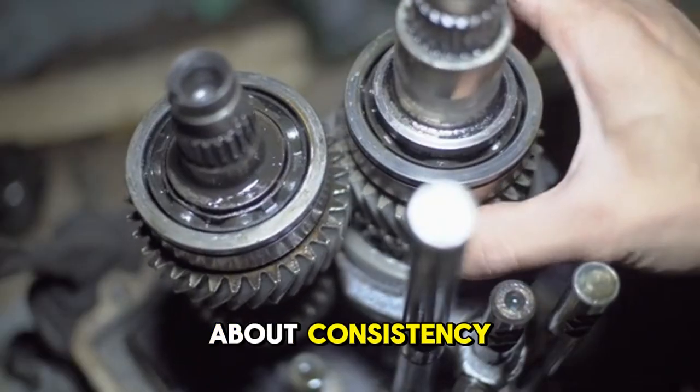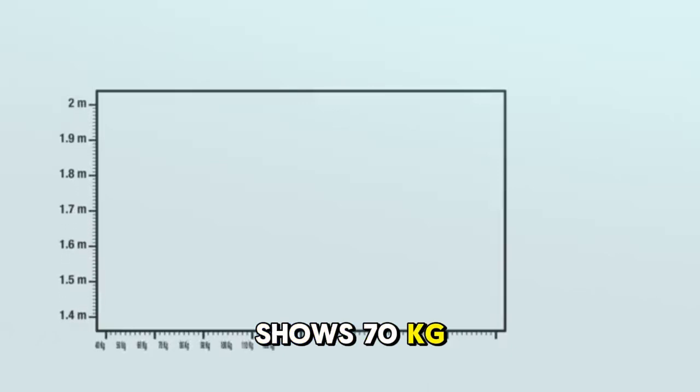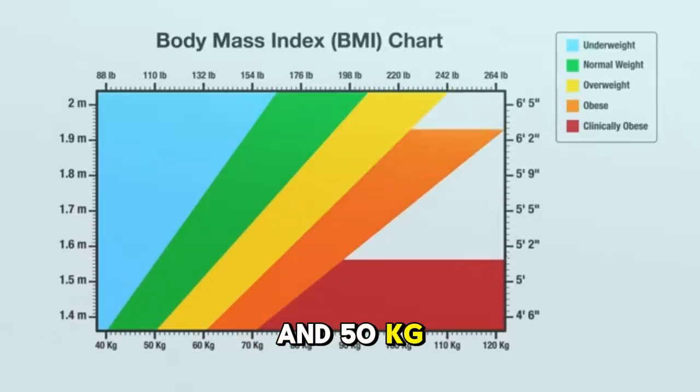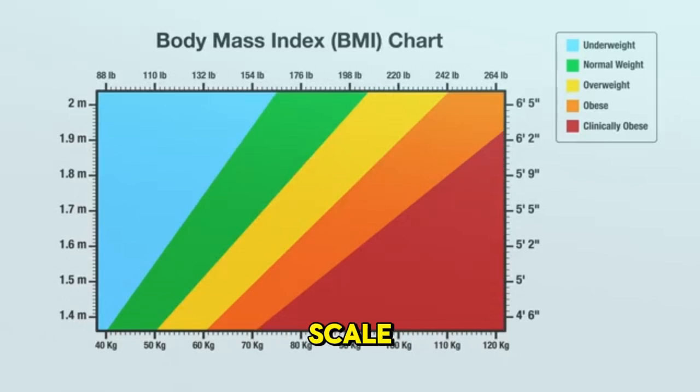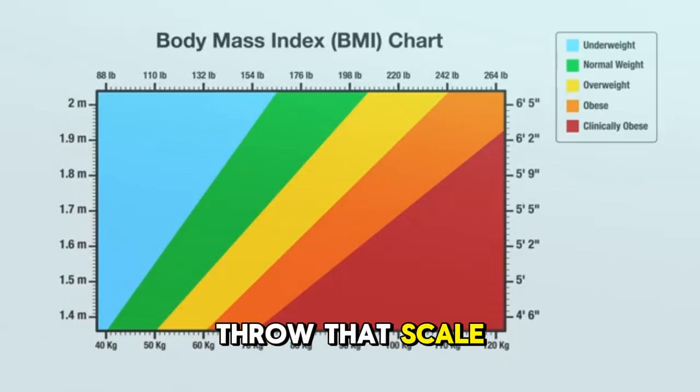2. Reliability. Consistency is king. Reliability is all about consistency. Let me give you a practical example. If you weigh yourself using a scale and it shows 70 kilograms today, 90 kilograms tomorrow, and 50 kilograms the day after, on the same scale, at the same time, in the same clothes, you'd probably throw that scale out.